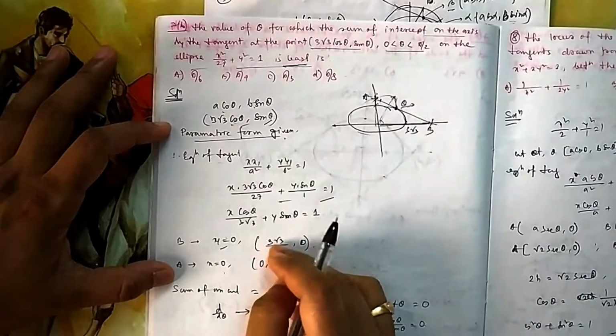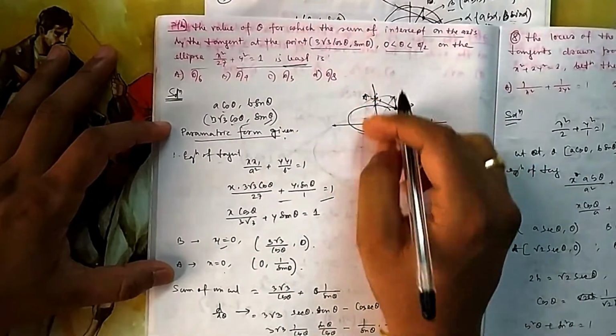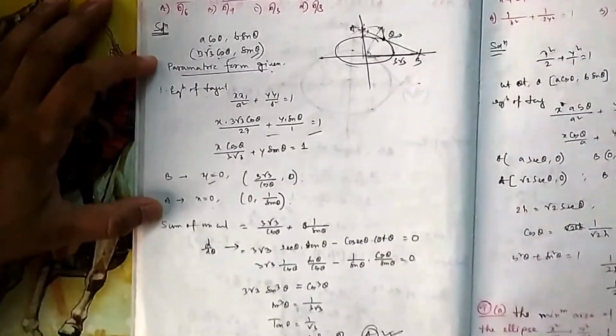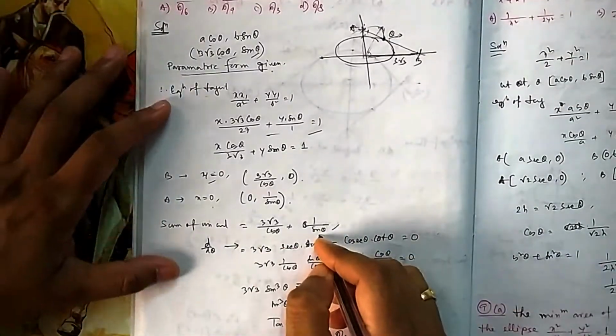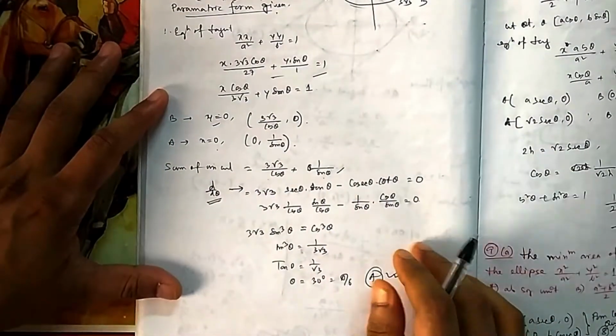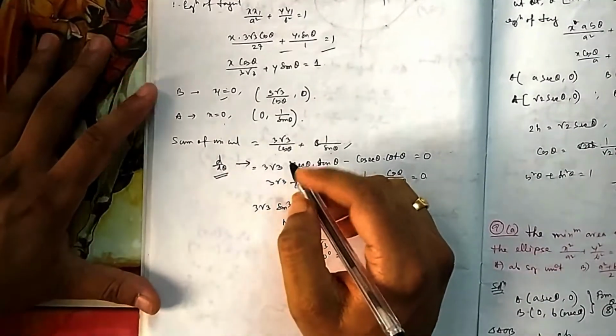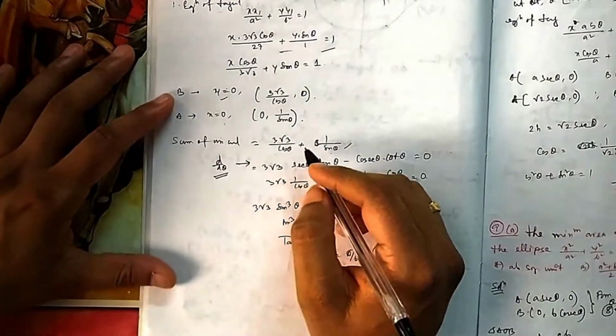So this length will be x-intercept 3 root 3 by cos theta. This length will be 1 by sin theta. So the sum of these two, if you add these two, that should be minimum. So for minimum you have to differentiate it. Those who don't know differentiation, just bear with me for some time. We will come to differentiation after. It will take some time, but it will come.